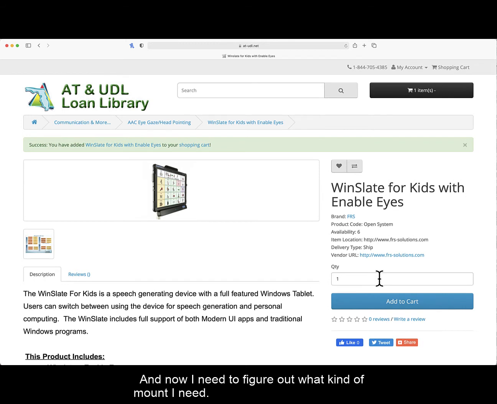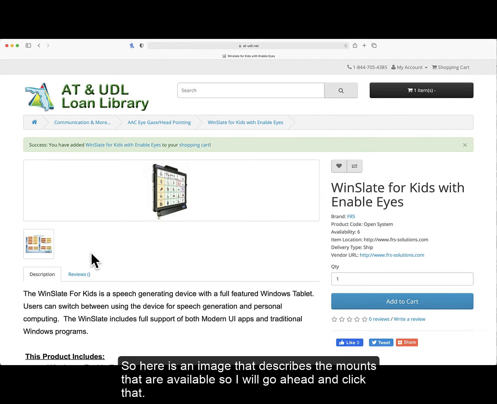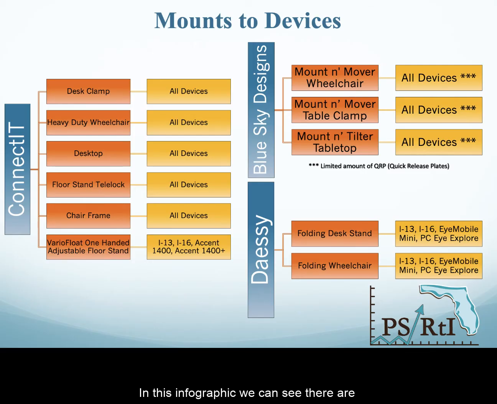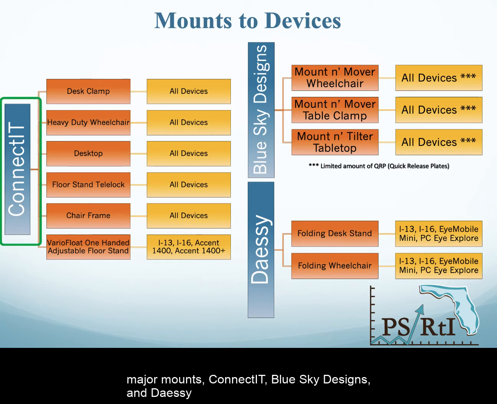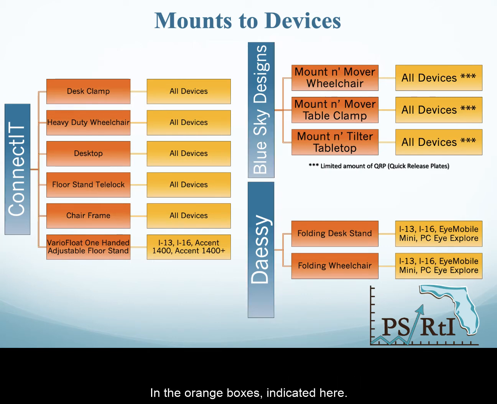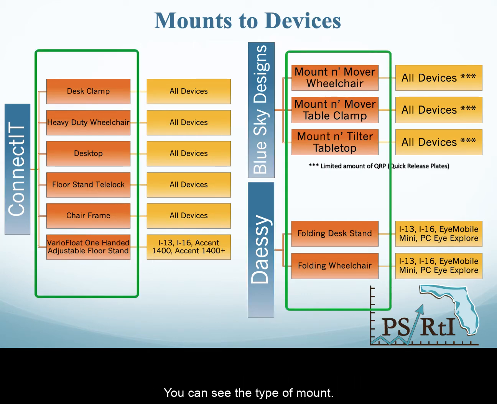And now I need to figure out what kind of mount I need. So here's an image that describes the mounts that are available. So I'll go ahead and I'll click that. In this infographic, we can see there are three different major mounts: Connected, Blue Sky Designs, and Daisy. In the orange boxes indicated here, you can see the type of mount.